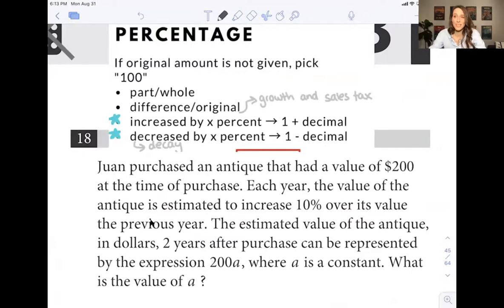If we need to find the percentage of something, that's just the part over the whole. Or if we need to find our percent change, that's the difference over the original. And then these last two that I have starred are super important. So when we see increased by a percent, we take that percent, express it as a decimal, and add it to the number 1. This is so important for the SAT. When we see decreased by a percent, we take that percent, express it as a decimal, and we subtract it from the number 1.